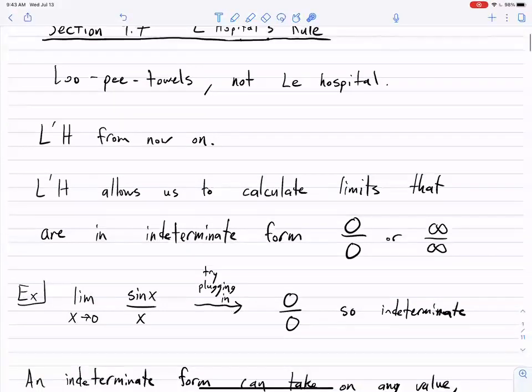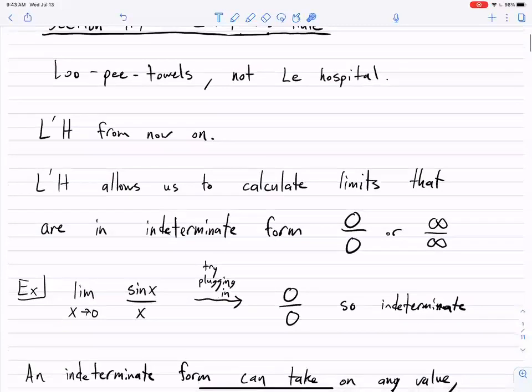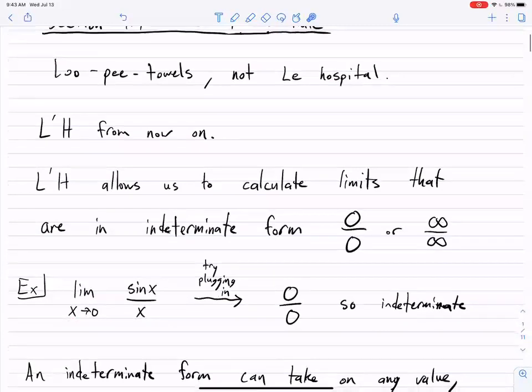Generally, remember when we try and do a limit, you just try plugging it in. And if you plug it in, you get sine of 0 over 0, which is 0 over 0, so it's indeterminate. We know what this limit is. We know it's 1 because we proved it using triangles and stuff. We did that. But we are going to prove today a much easier way to do that.